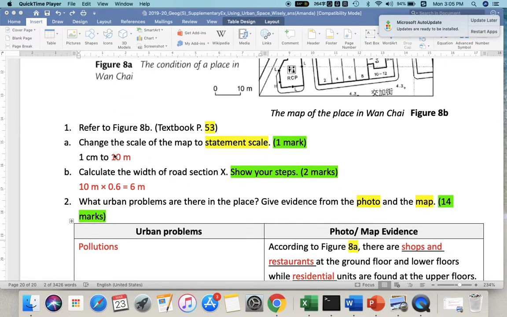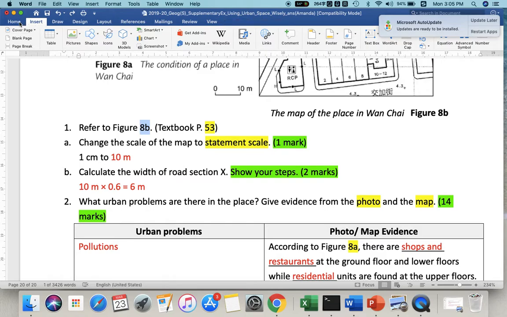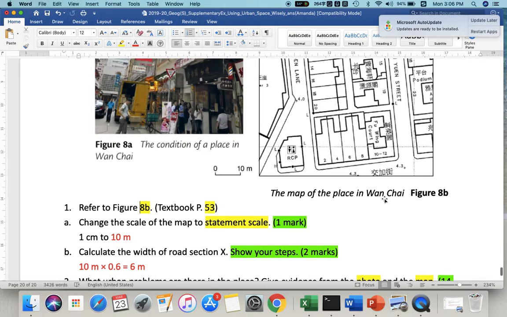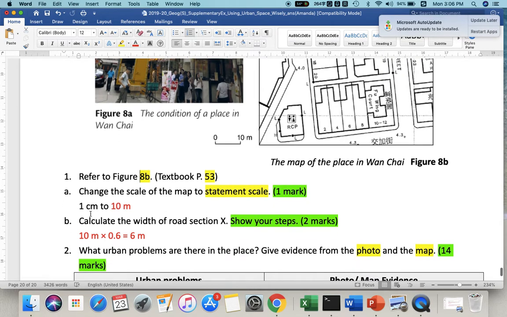This is a long-weighted map reading question. First of all, it asks you to refer to figure 8b. Highlight 8b, don't mess up the figure. Change the scale on the map to a statement scale. So right here in 8b, you could see the scale. You put a ruler down the line here. You could find that 1 cm equals 10 meter on this map. So this is what we call the statement scale. It means we write the scale as a statement.